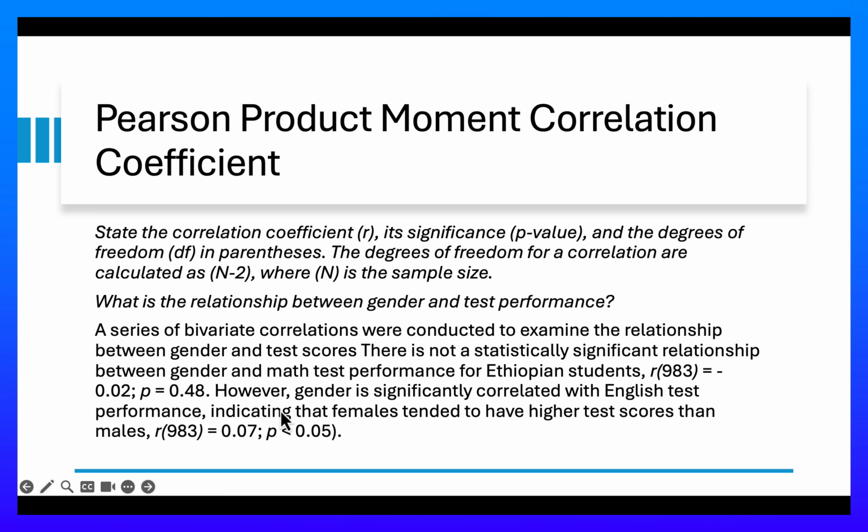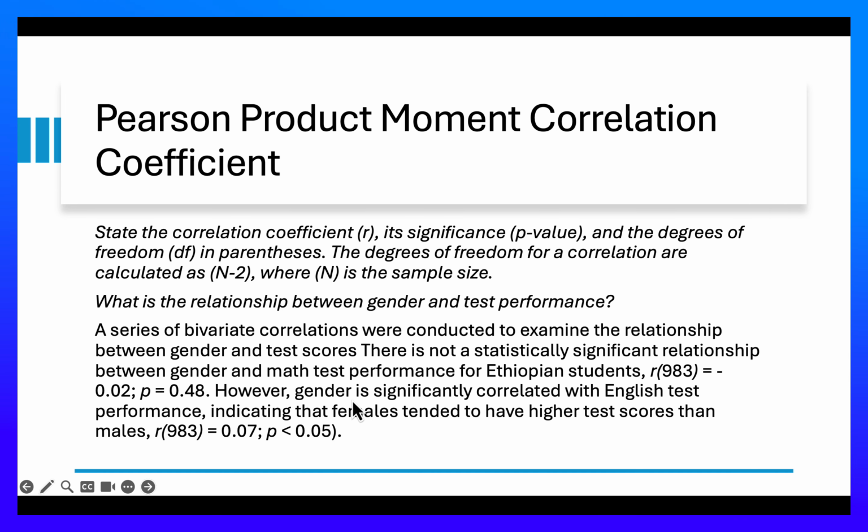But, of course, we can also say gender is significantly correlated with English test performance, which we tell our readers what that means because they don't know how we coded gender. So you need to say, indicating that females tended to have higher test scores than males, and then report those results. I'll note, for correlations where you're looking at categorical variables with just 2 categories, essentially, this gives the same results as you would find with a t-test because, again, we have just 2 categories.